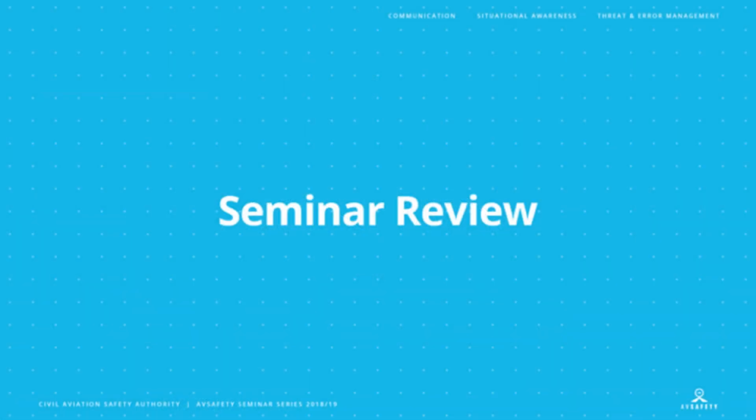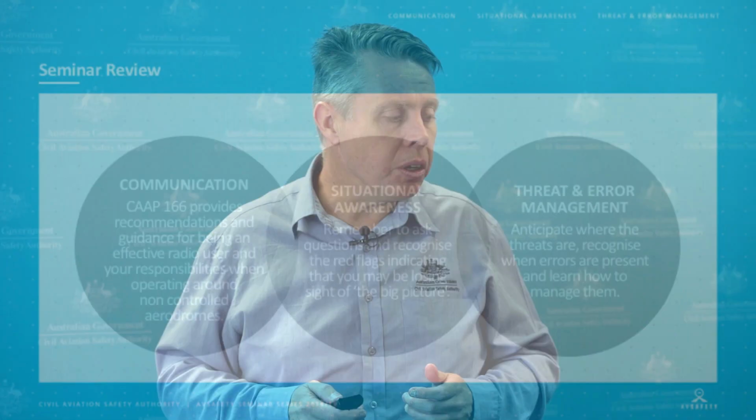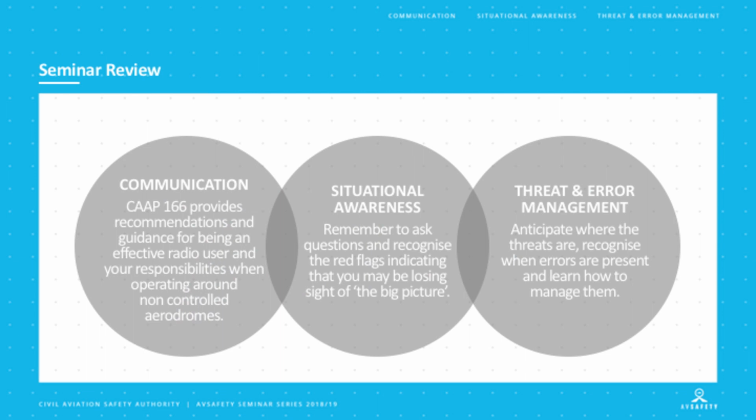So let's review where we've been. You've joined me on a journey through 3 significant topics: communication, situational awareness, and finally, threat and error management. So in communication, the main document that I recommend pilots go to and review is CAP 166, which talks about operating at and in the vicinity of non-towered airports. Remember, non-towered airports, we don't have air traffic control there. As a consequence, the communication that we provide on the radio is even more important.